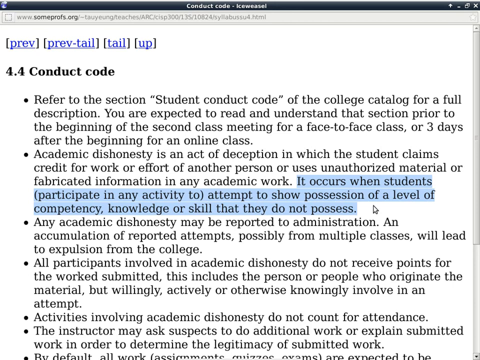Anyways, last semester some people found the answer key to our final online during the final, because our final was on a computer. They basically answered all the questions and we caught them while they were doing it. So that would count as dishonesty too, because those people who use the answer key to answer the questions are definitely showing a possession of knowledge, possession of a level of competency, knowledge, or skill that they do not possess.